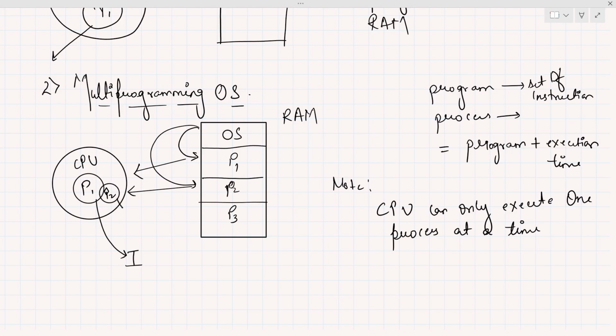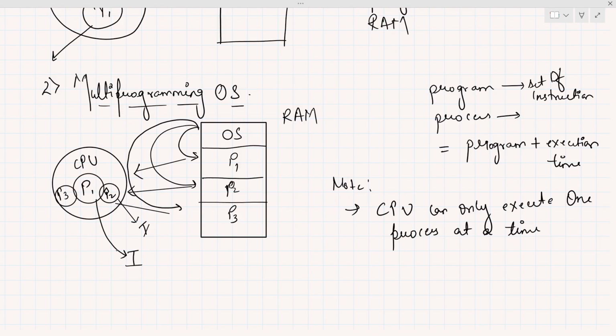Now P2 also wants to take an input, and these things are done in milliseconds. You cannot even notice them. So now P2 is also doing an input, and P1 is also doing an input operation. Now the CPU becomes empty. If the CPU becomes empty, what does the operating system do? The operating system takes another process and gives it to the CPU. Now P3 has the CPU, but remember what I said, that the CPU can only execute one process at a time.